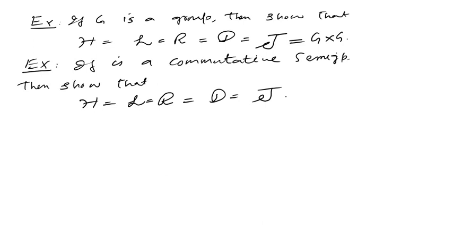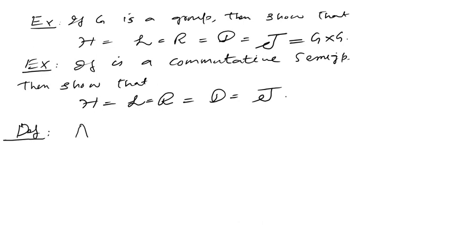Now we will characterize another class of semigroups where D is equal to G. In general, we have the inclusion H is a subset of L, L is a subset of D, D is a subset of J. But for a certain class of semigroups we have the equality D is equal to G, not all the equalities, but at least for these two relations. So let's first define that class of semigroups. Let's have a definition here.